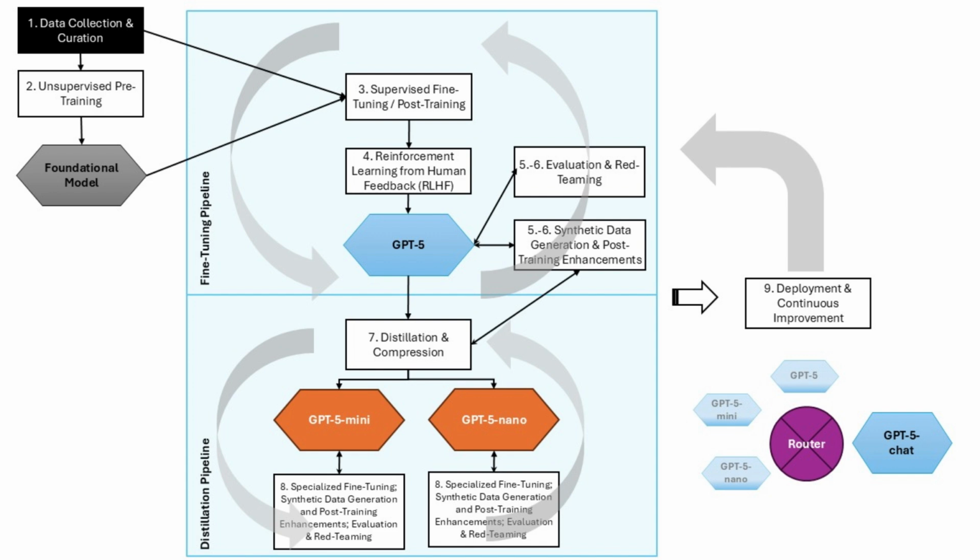GPT-5 is the powerhouse for the most complex tasks. GPT-5 Mini is the versatile all-arounder, great for most everyday queries. GPT-5 Nano is the speedster, perfect for simple, quick tasks. These smaller models then go through their own specialized training in step 8. So now we have a whole family of models.